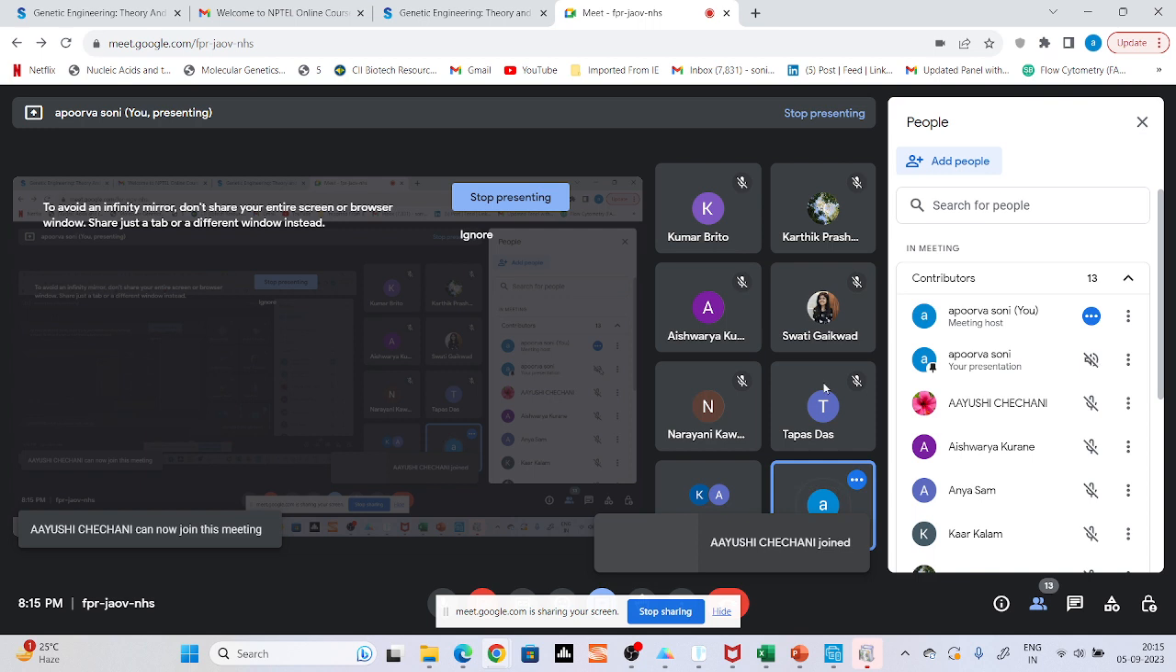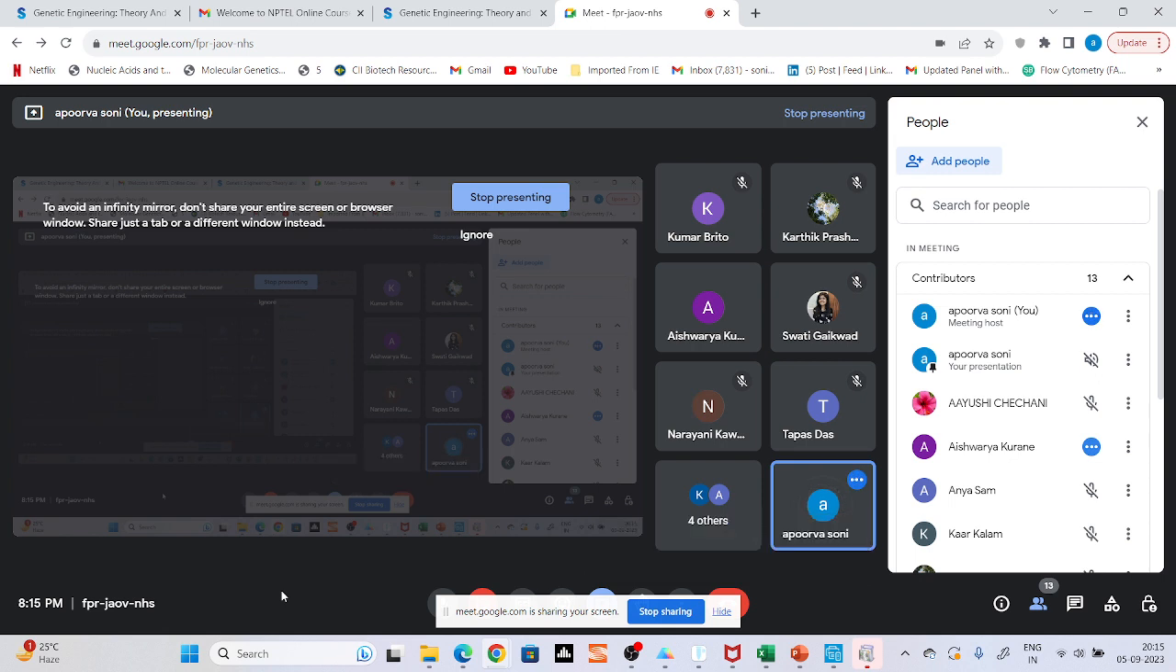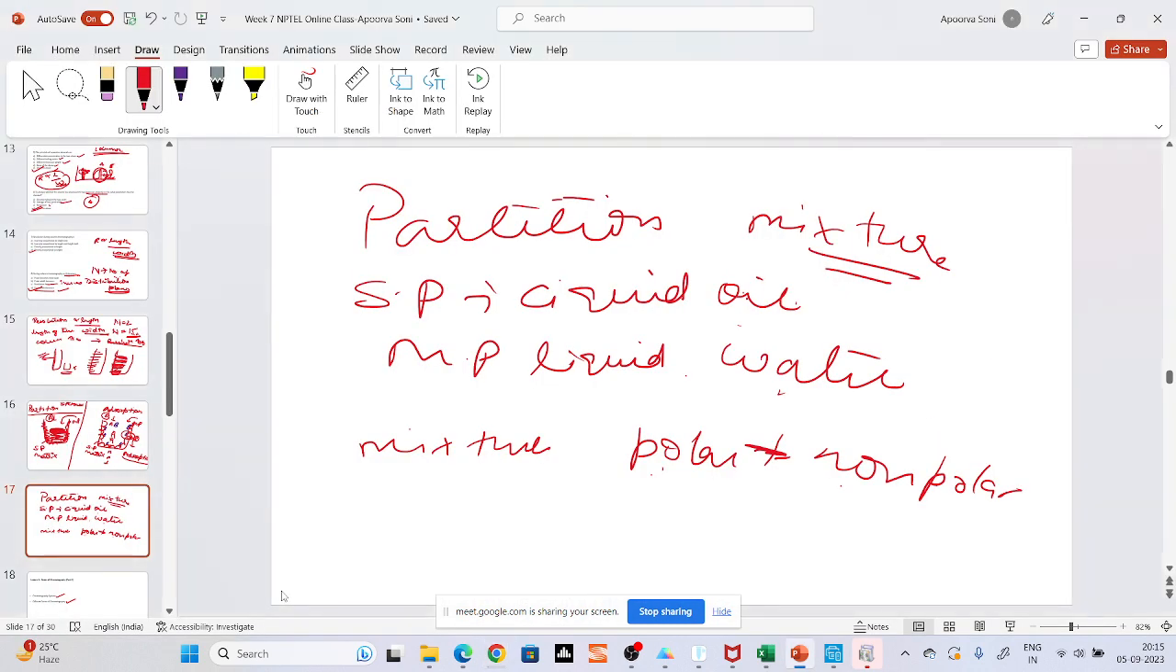Is it clear now? Are you able to get the difference between partition and adsorption chromatography? Yes, ma'am. Okay, if you have any confusion, you can ask. So now, this is what we know.